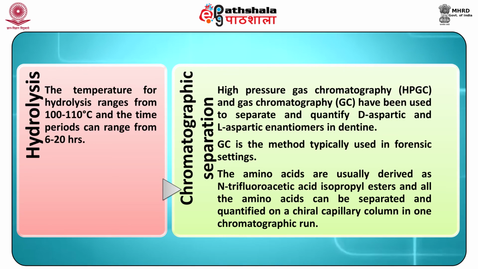Then the next step is the hydrolysis. The temperature for hydrolysis ranges from 100 to 110 degrees centigrade and the time period can range from 6 to 20 hours. The last step is the chromatographic separation. High pressure gas chromatography and gas chromatography, HPGC and GC, have been used to separate and quantify D-aspartic and L-aspartic enantiomers in dentin, and GC is the method typically used in forensic settings.